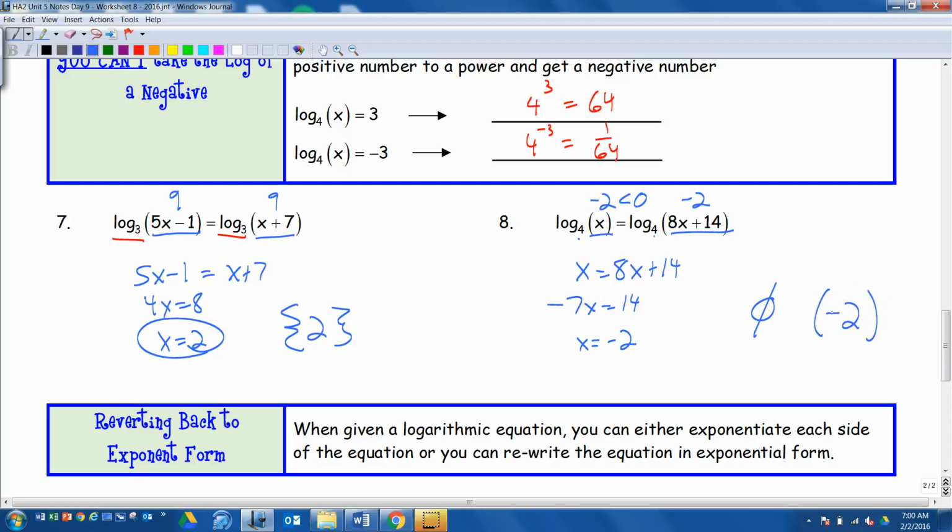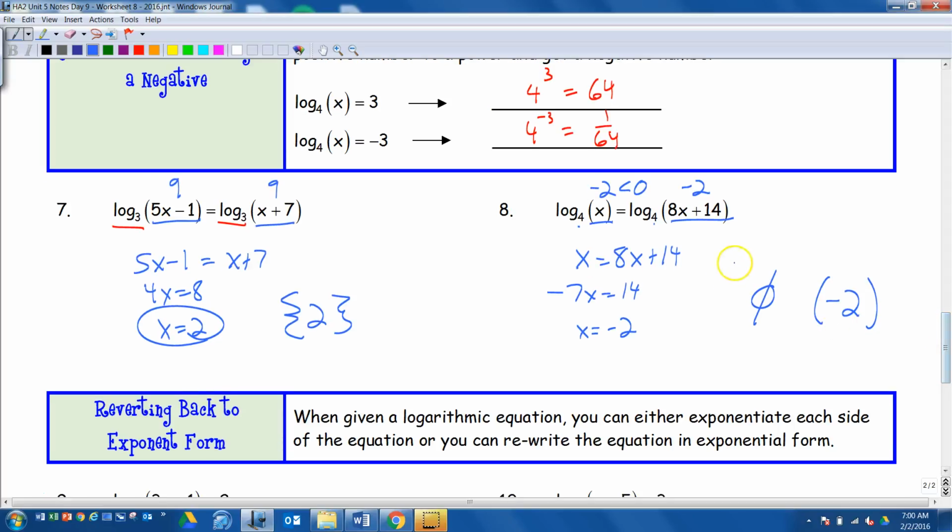You have to check, because the thing here can never be negative, and both of those turn into a negative 2 there. There's no exponent that'll get us a negative 2. Okay, so that's our final answer for this one.